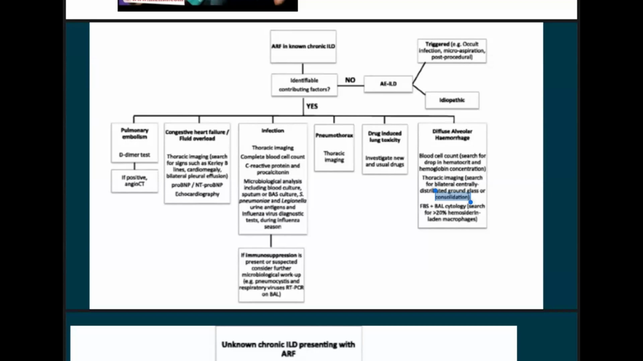Pneumothorax, is this drug induced? Are there any drugs that are causing this? Is this diffuse alveolar hemorrhage? Because they're prone to have capillaritis and things like that. Yeah, and the same thing.